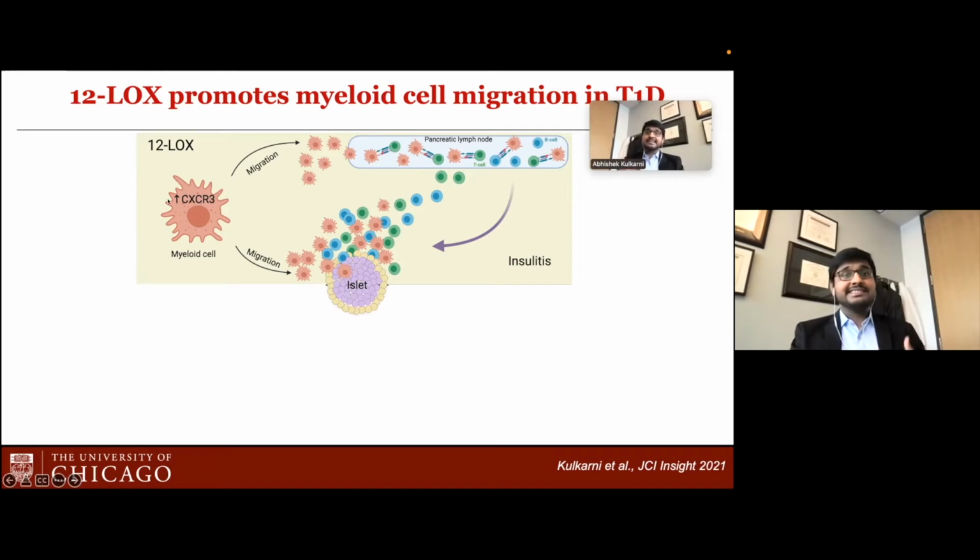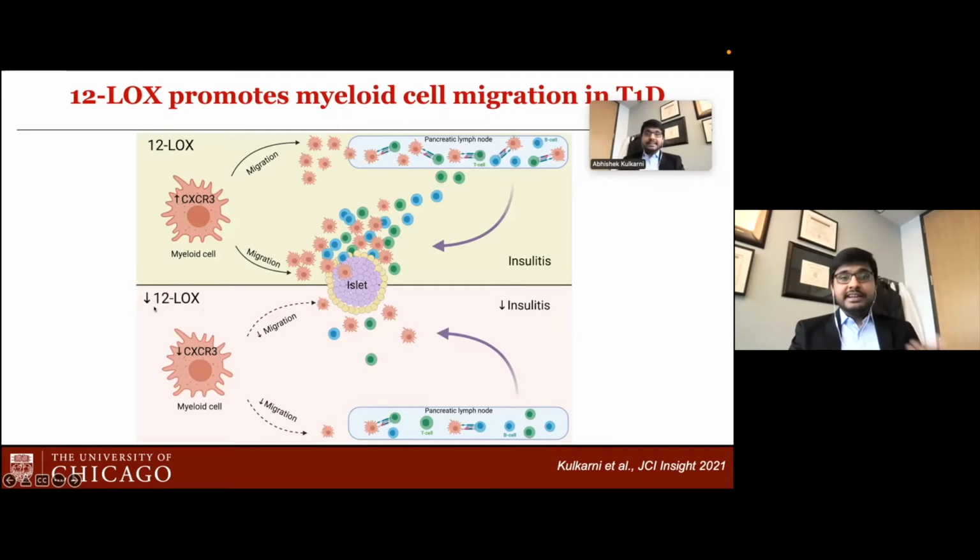Due to this enhanced activation of this chemokine receptor, these macrophages or myeloid cells can migrate in large numbers to the islets and can cause islet damage by release of pro-inflammatory cytokines. On the other side, they can even migrate to the nearby pancreatic lymph nodes and amplify the activation of the effector adaptive immune cells, leading to enhanced insulitis. But when we delete 12-LOX, there are reduced levels of CXCR3 in these myeloid cells, which impairs their migration. And hence we see reduced insulitis and protection from diabetes pathogenesis.